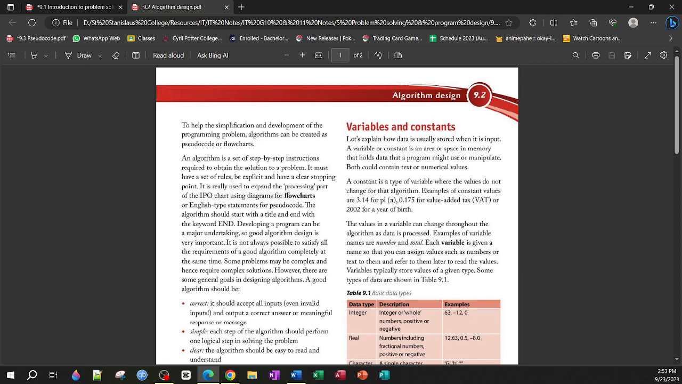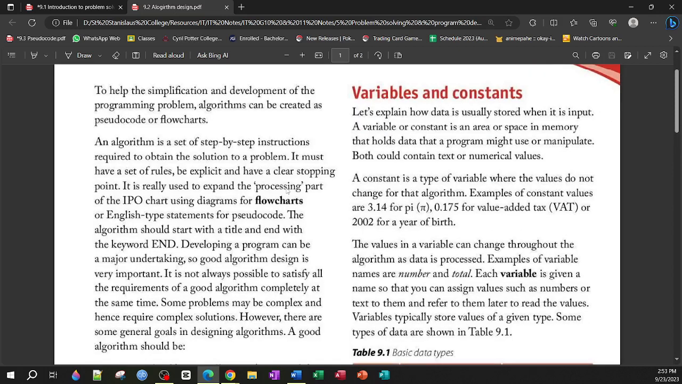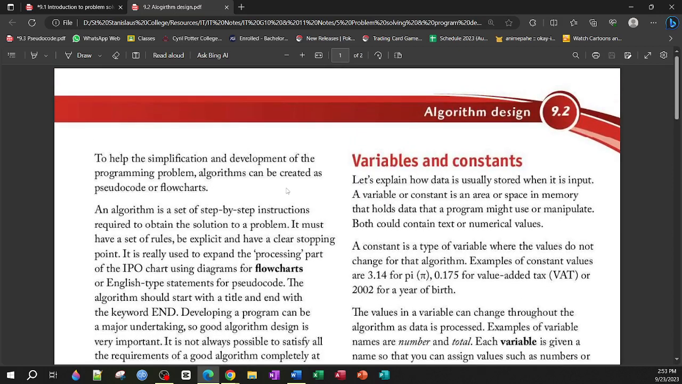All right, if no questions, we are going to start chapter 9.2. We're now getting into designing an algorithm. So we have an idea how to create an IPO chart, but we need to know how to design this algorithm now, how to convert this IPO chart into an algorithm.